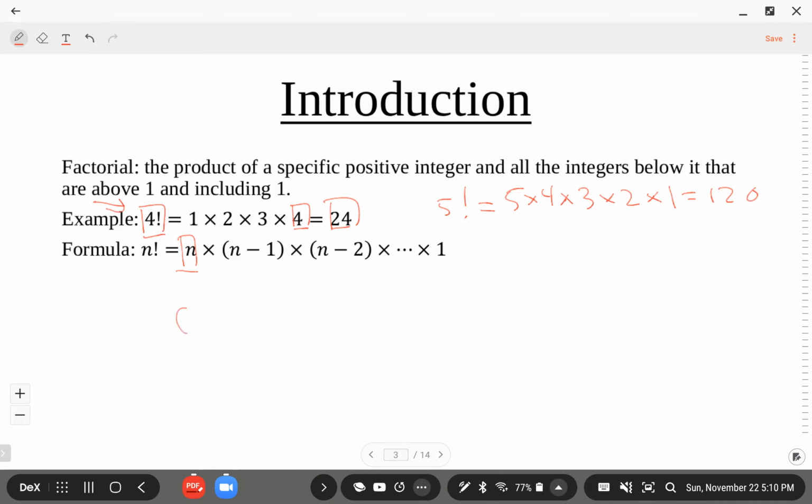So for example, 6 factorial. In this case, 6 is our n, multiplied by 6 minus 1, which is 5, multiplied by n minus 2, which is 6 minus 2, which is 4. So you see, we go down the line right here. We multiply all the way to 1, which is 6 minus 5. And then we get 6 factorial equals 720.